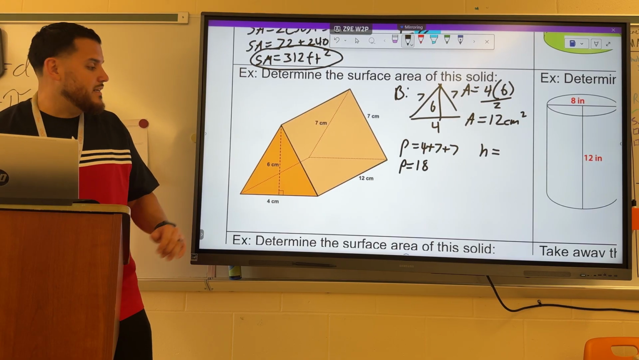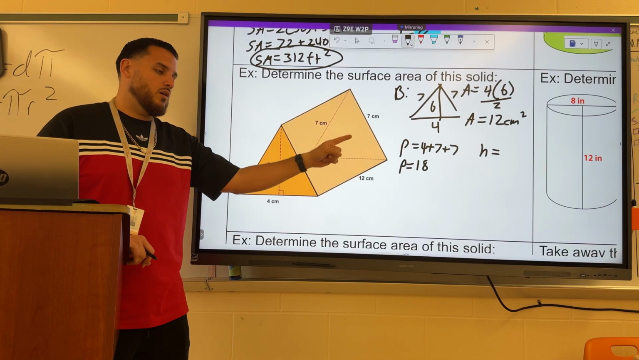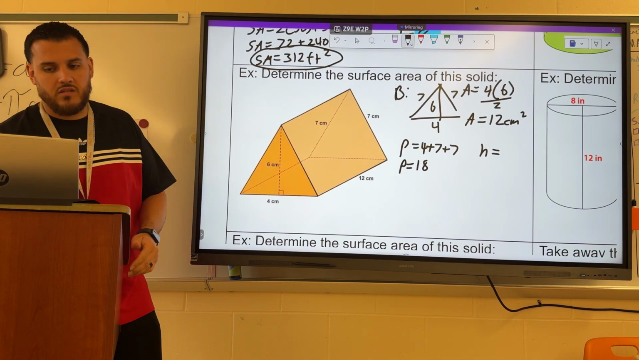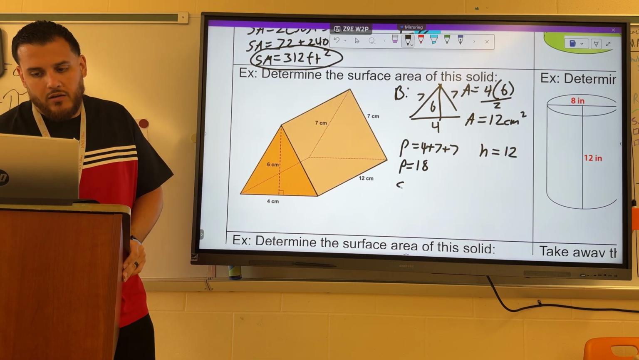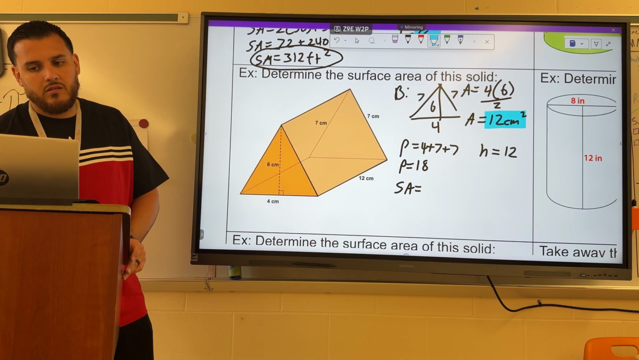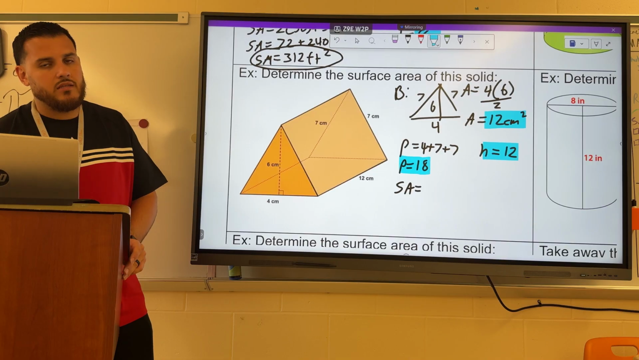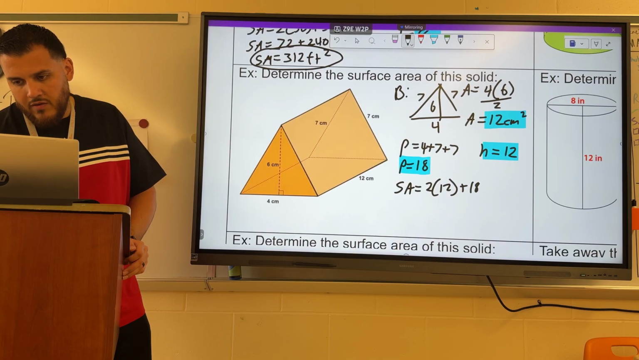Remember, my height is not how tall, it's the distance between the congruent bases. The height for this would be 12 centimeters. Now I can calculate my surface area. Again, my 3 measurements needed are the area of the base, the perimeter of the base, the height of the prism. So 2 base areas, 2 12s, plus the perimeter of 18 times the height of 12.